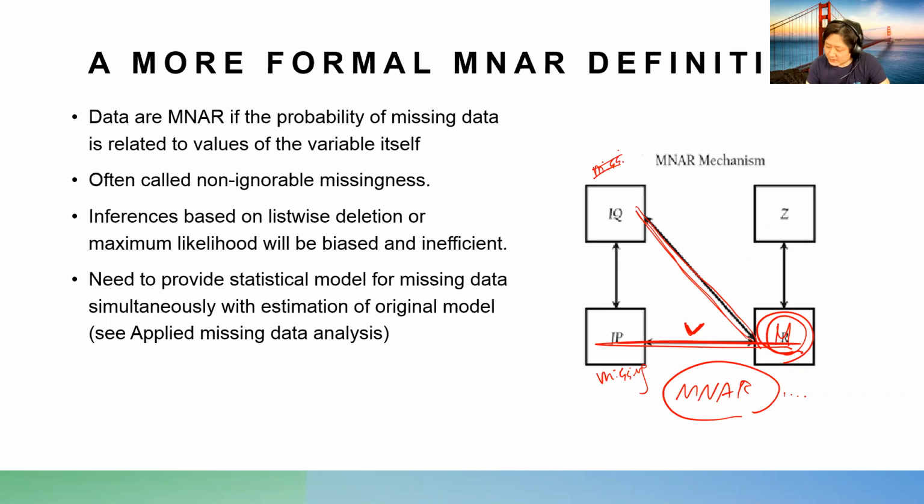So we talked about this. This is often called non-ignorable missingness. Inference based on listwise deletion or even maximum likelihood estimation or multiple imputation will all be biased in this scenario. But in practice, it is impossible to know whether the data is truly MNAR or not. So the practical approach is to treat the missing data as MAR, missing at random.